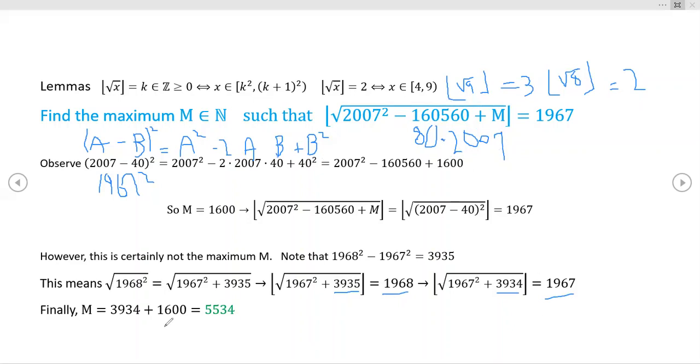And so you get the m by adding the 1600 to this value 3934, and you get 5534 as your answer, folks. Now, you can check it out if you want to. Go ahead and plug it in up here, and if you want to, drag out your calculator, and you'll see that you get a number very, very close to 1968. It's like 1967.99999, and so this does satisfy the requirements of the problem. It is the maximum value of m that'll maintain this floor of 1967.